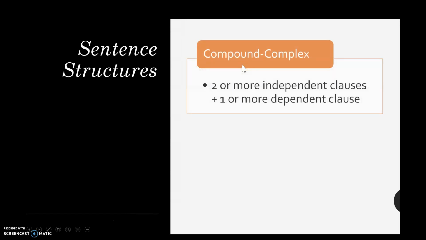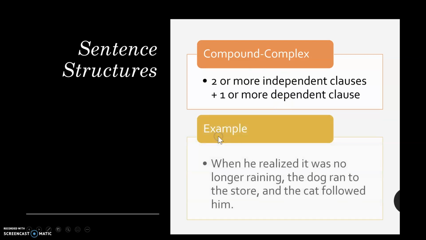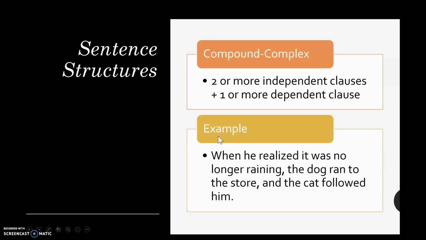Compound complex sentences, as you might be able to guess, are two or more independent clauses plus one or more dependent clauses. So they are both a compound sentence and a complex sentence. For example, when he realized it was no longer raining, the cat ran to the store, or the dog ran to the store, and the cat followed him. Well, as we discussed earlier, the dog ran to the store and the cat followed him is a compound sentence.